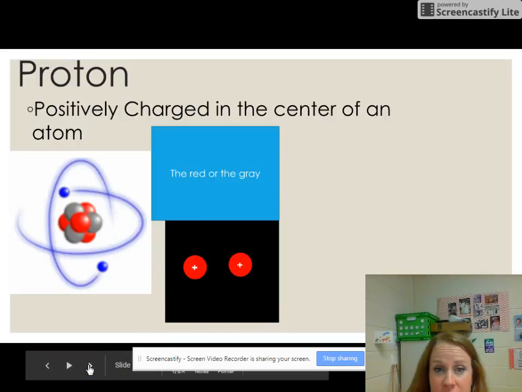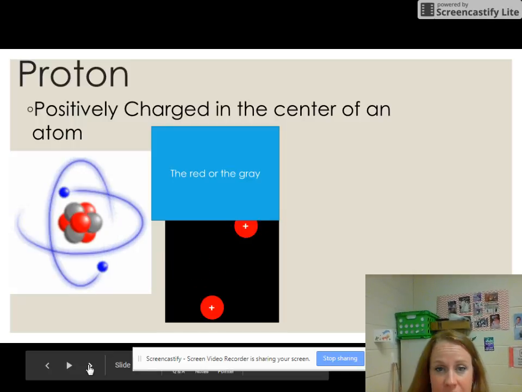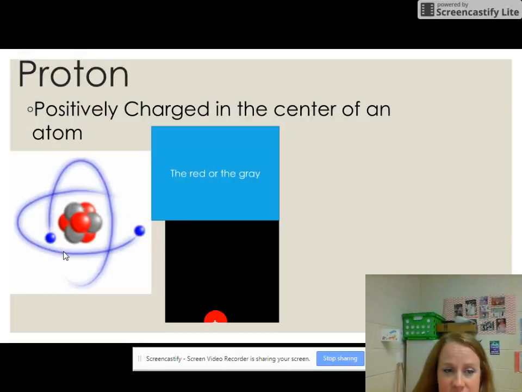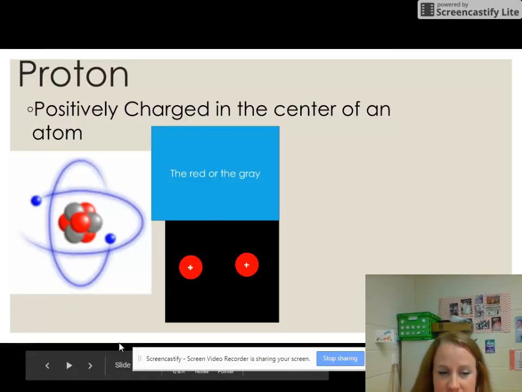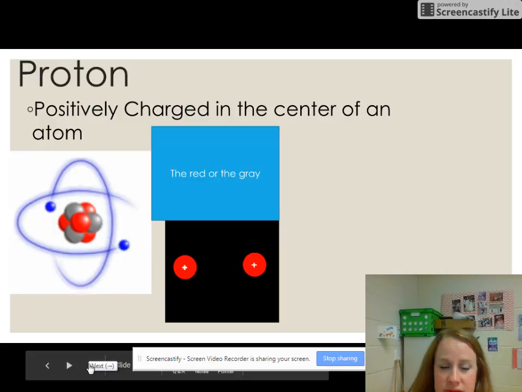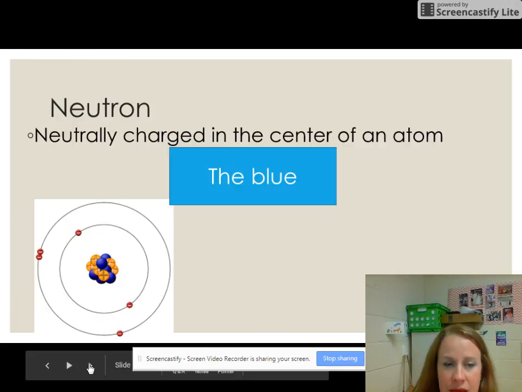So protons are the positively charged particles, and they're in the center of the atom. In this picture, they could be the red or the gray, but we're going to say that they're the red because these ones here are red with a positive sign. So protons, positive, both start with P.